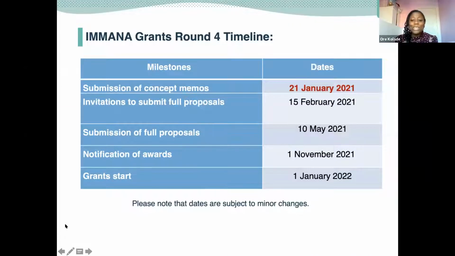Okay, so just a final note on the timelines. The deadline is 21st of January, and with invitations to submit for full proposals on the 15th February. Please note that these are not set in stone, particularly the invitation to submit for full proposals, and they're subject to minor changes, as is all of the timelines that we've set out there, but hopefully not too many changes.